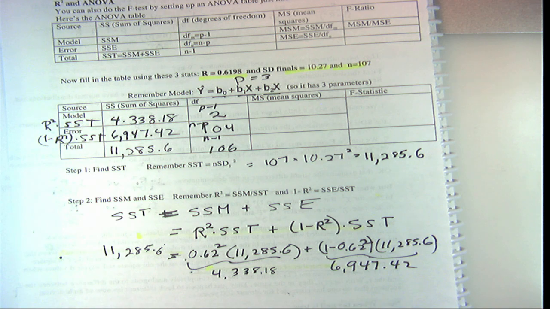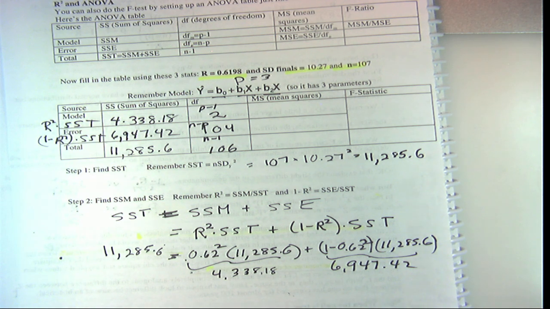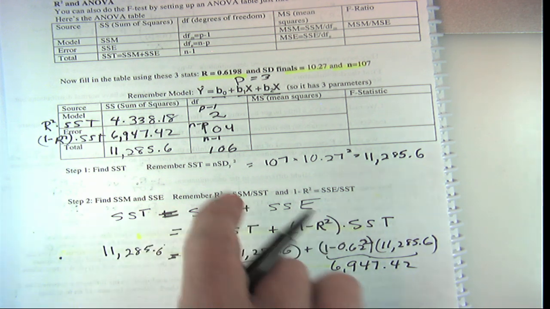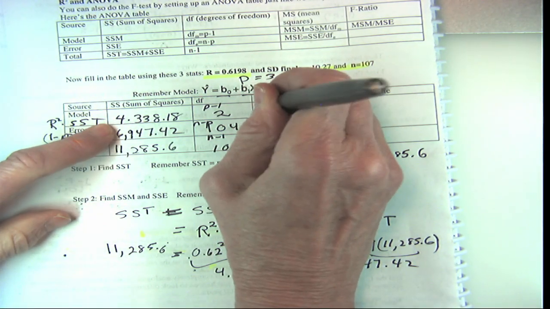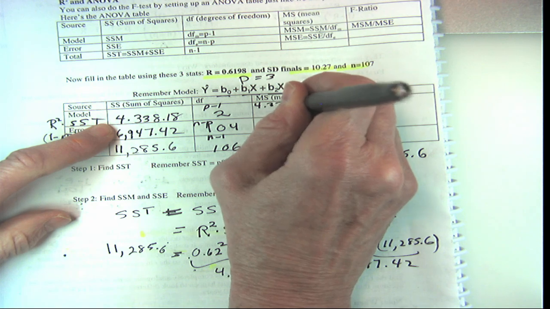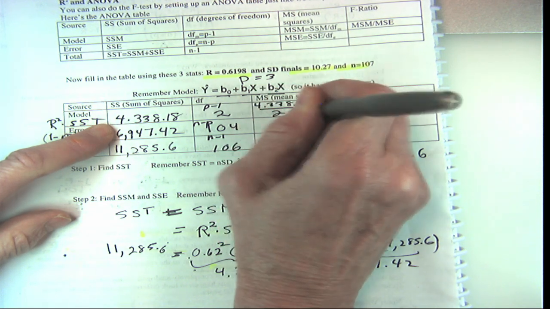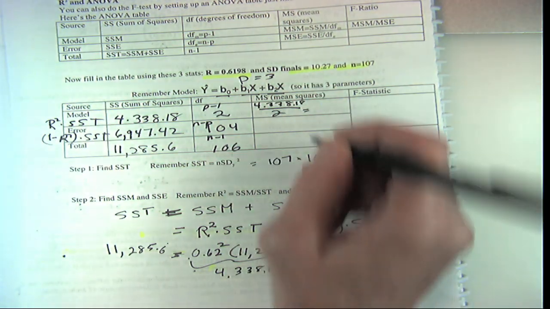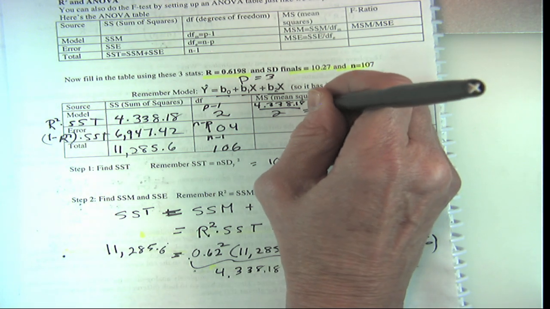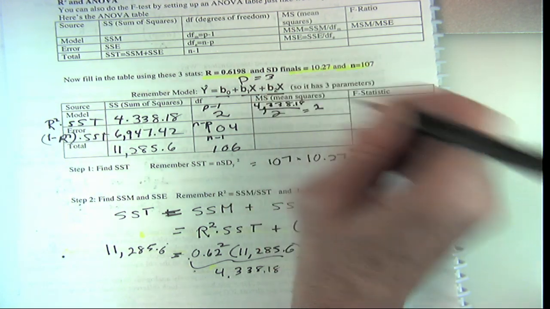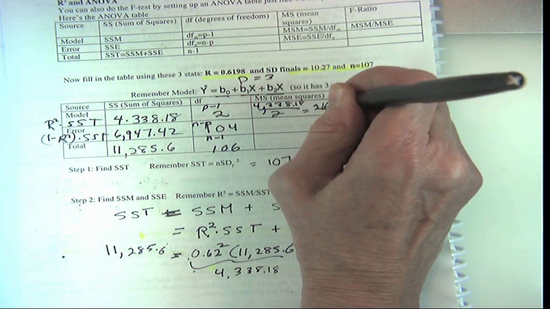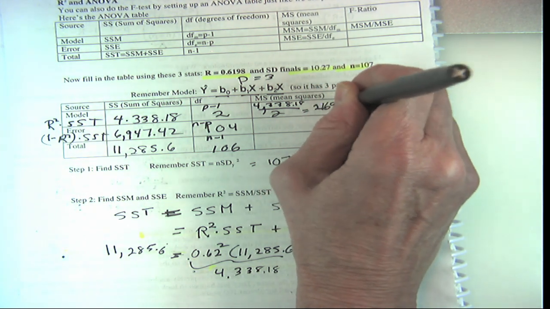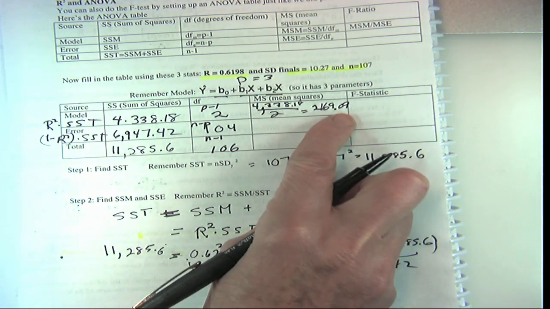And now you get these mean squares, right? And remember what you do. You just take the sum of squares here, 4,338.18, and divide it by its degrees of freedom, 2. And I got 2,169. Sorry about all these decimals. This is real data. That's why it's so messy. That's what I got here.